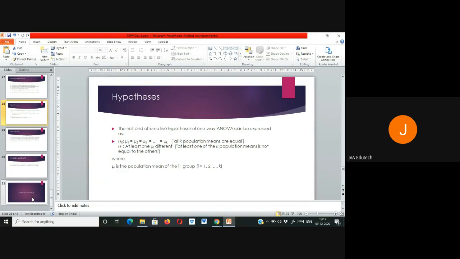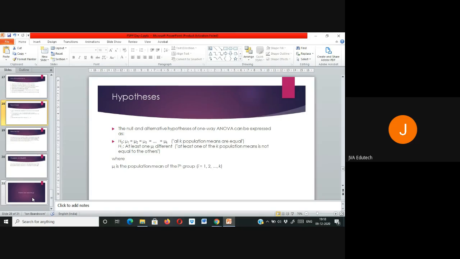Then the hypothesis that is framed in this case, again you will frame the null and alternative hypothesis. In the earlier test you had mu1 is equal to mu2. Here you will have mu1 is equal to mu2 is equal to, till mu k, meaning till the end. You may have as many groups. So you can say that there exists no significant difference among different groups. So all population means are equal.